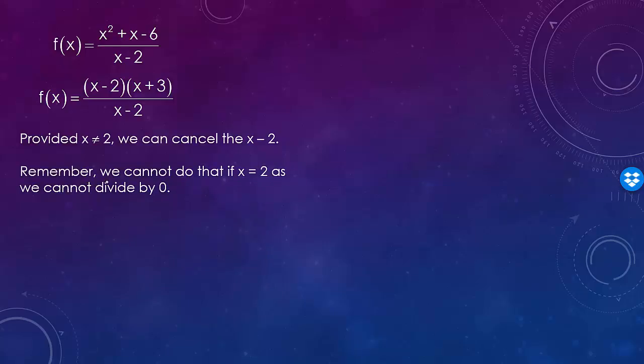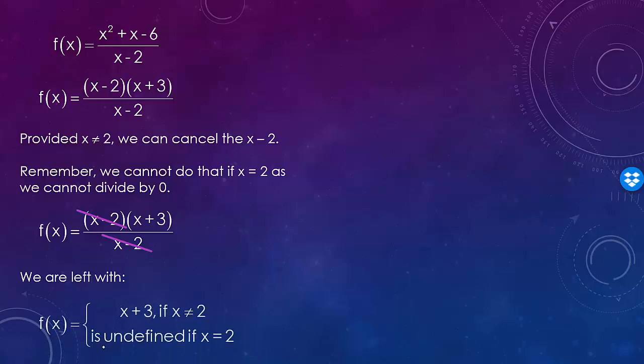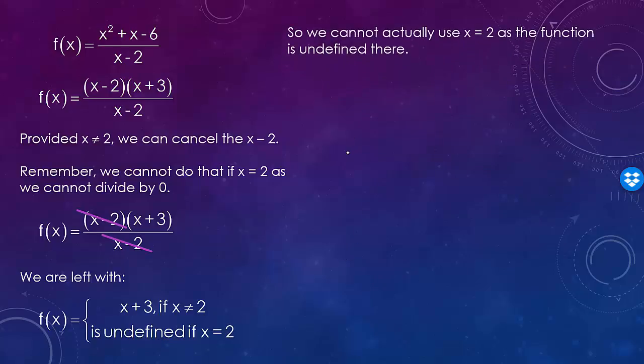As I've just mentioned, we can't do that if x equals 2, as we can't divide by 0, and also we'd get a 0 on the top. So if we exclude the case where x is 2, we can cancel. So we're left with f of x being equal to x plus 3, provided that x is not equal to 2, and we know that it's undefined if x is equal to 2. So we cannot actually use x equals 2, as the function is undefined there.